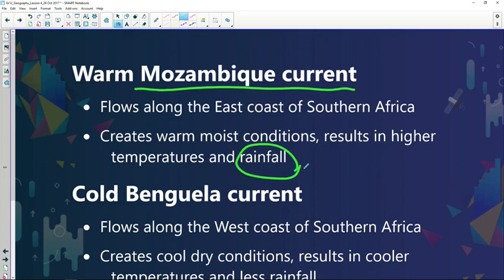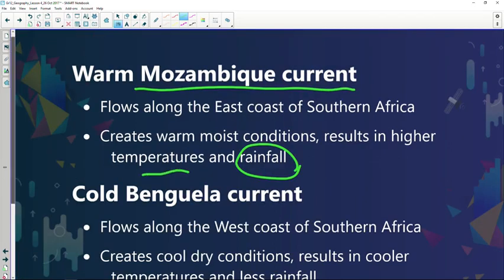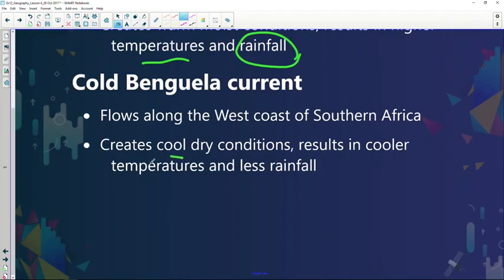Now, the cold Benguela current flows along the west coast, we already established it creates the cool and dry conditions and results in cooler conditions and less rainfall. Now, all around the world, if you look at your major desert areas, you usually find them on the west coast of continents. The reason why is because that coastline is being washed by a cold ocean current. Now, if you look at the Namib Desert in Namibia, it's because of this cold Benguela current.